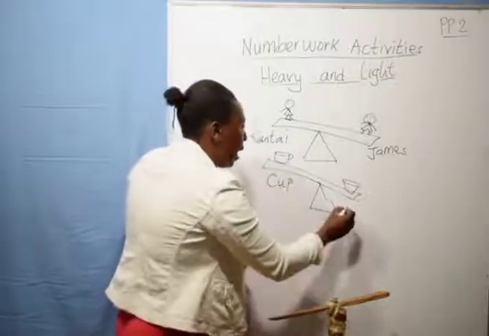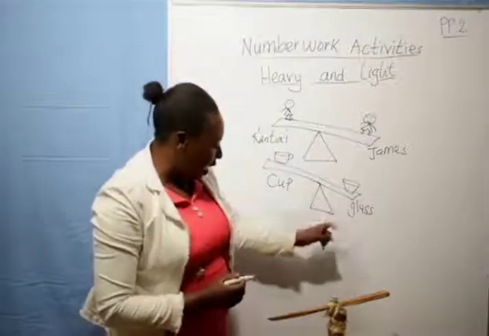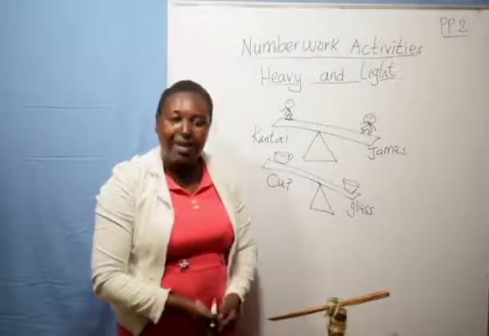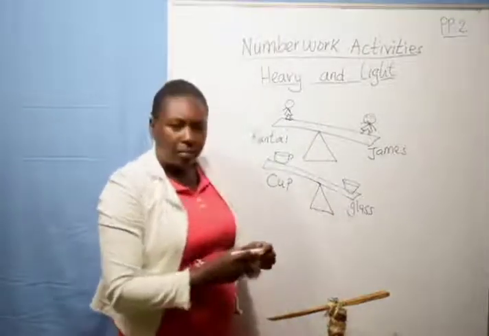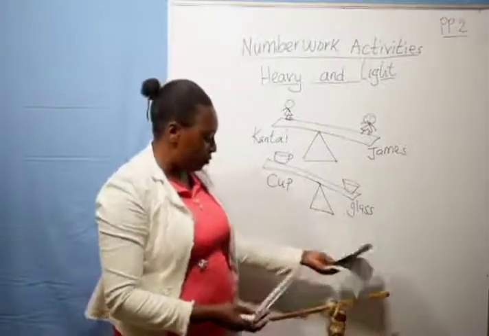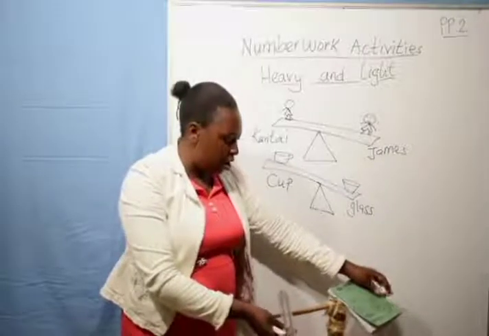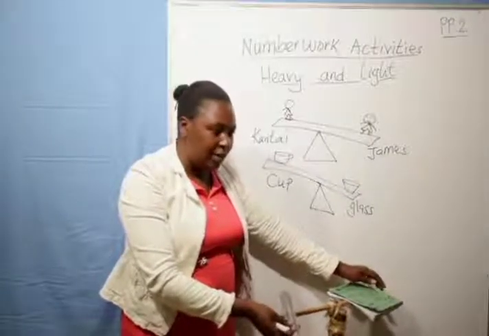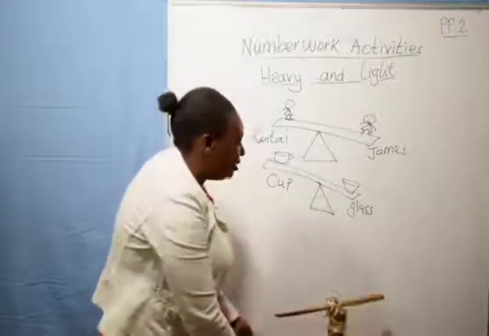So this is our cup and this is our glass. Our cup is heavier than the glass. Is it interesting? Yes. Can we look here? I have a ruler and a book. There we go. Which side is going down as I leave it? Which side? The book side is going down.